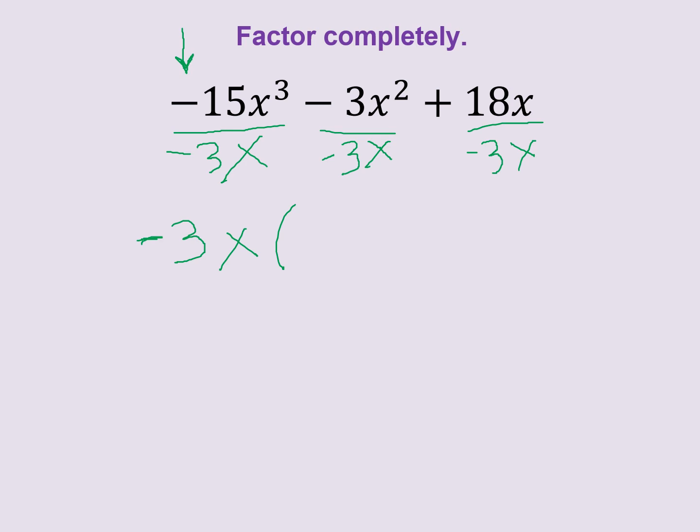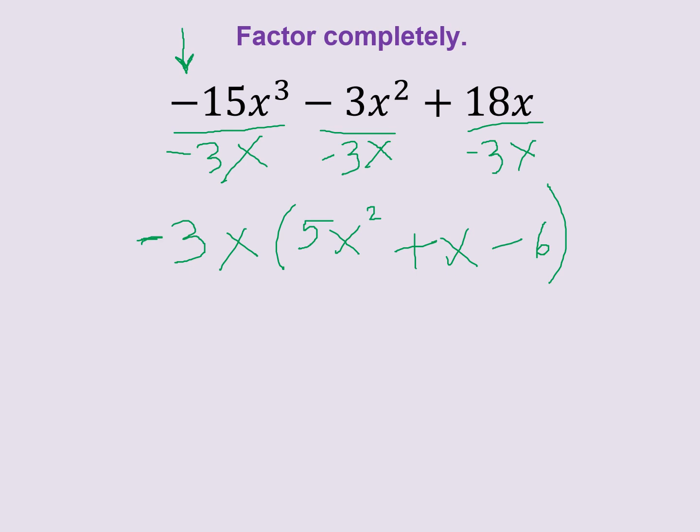Negative 15 divided by negative 3 is positive 5. X to the third over x is x squared. Negative 3 over negative 3 is equal to 1, so I'm going to put just a plus. And x squared over x is x. And then I'm going to look at this last one. Negative 18 divided by negative 3 is negative 6, and the x over x makes 1, so I've got that. All right, I factored out a negative 3x.